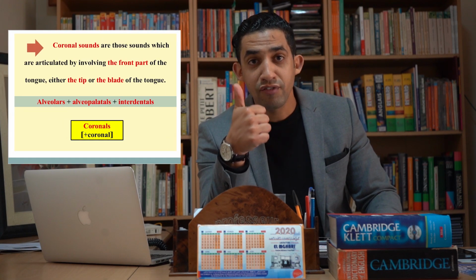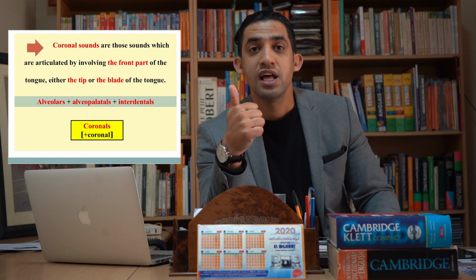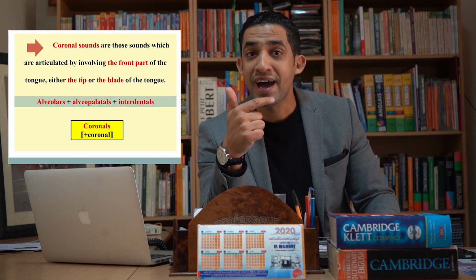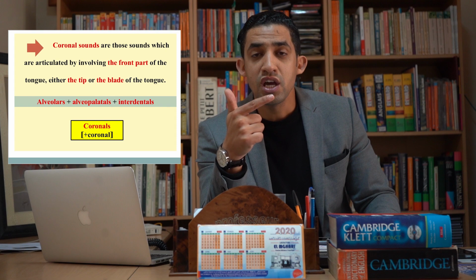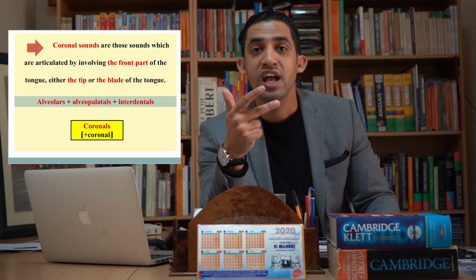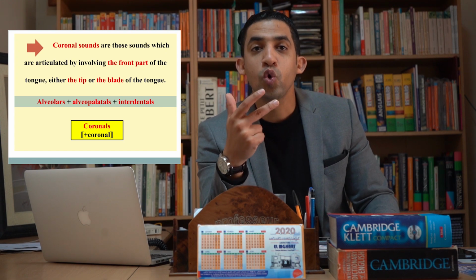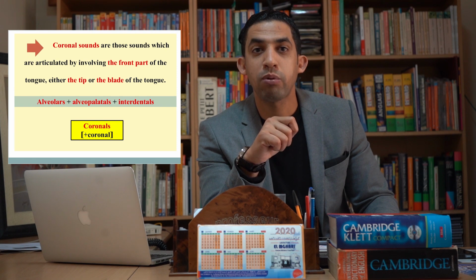So phoneticians came up with a name called coronals. What are coronals? Coronals are those sounds which are articulated by raising the tongue blade, the front part of the tongue, either the tip or the blade. So the coronal consonants can be divided into two types. We have the apical, using the tip of the tongue, and also laminal, using the blade of the tongue. So what are coronals? Coronals are alveolars, s, z, t, d, l, r, and n. And we have also alveopalatals like sh, zh, ch, and j. And we have also the interdentals, th and th. These sounds are called coronals. Hence, we give them the feature plus coronal.